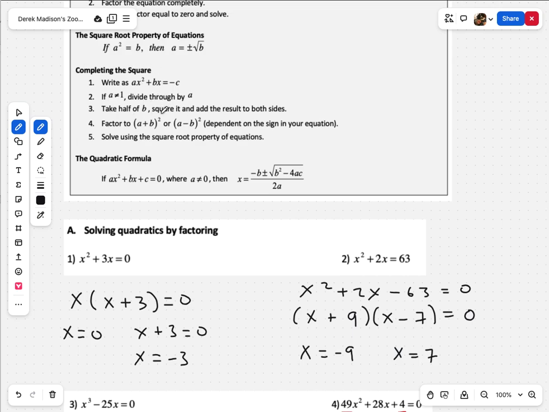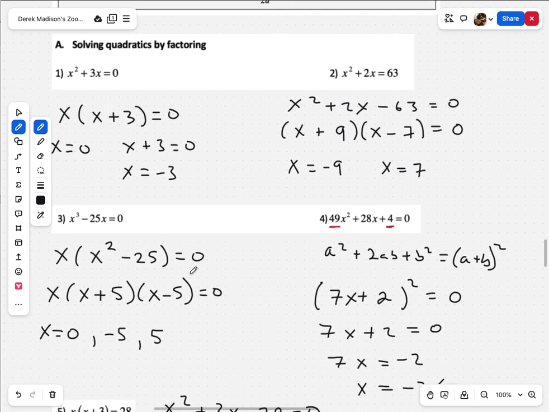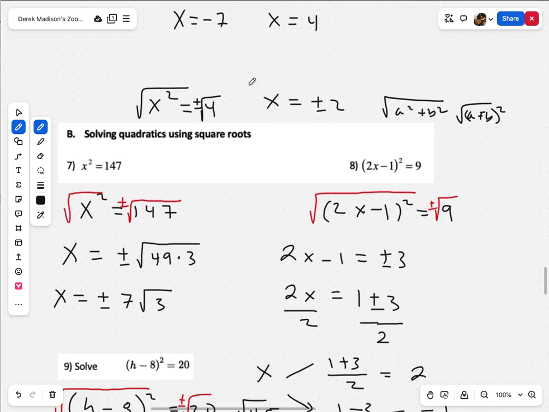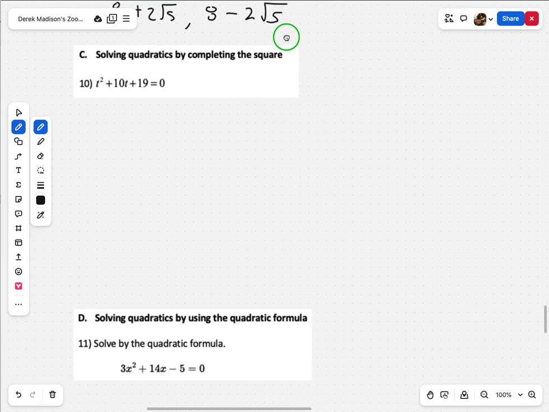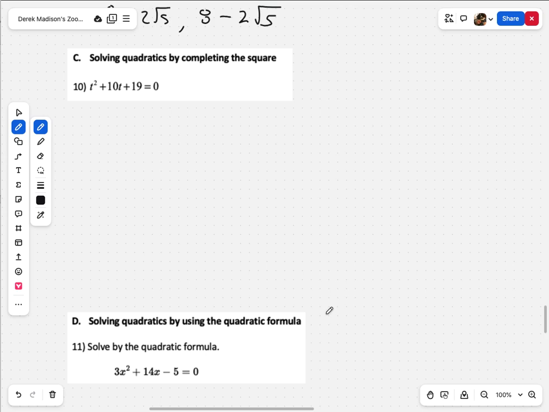That's where the name comes from. We're making this into a perfect trinomial square that we can factor to one of these forms, and then we can use the square root property like we just looked at to finish solving it. All of that makes it sound really complicated. I will do just one example with it, and it is actually a pretty easy way.